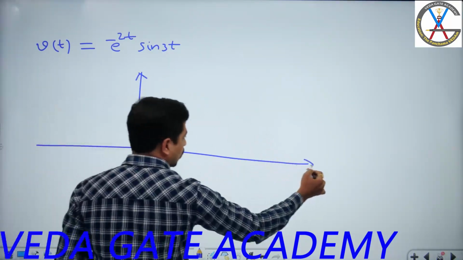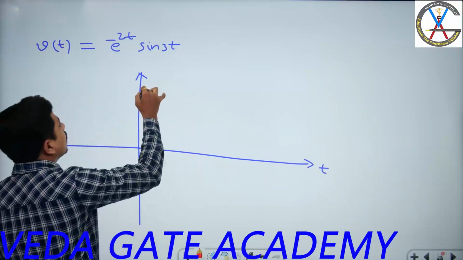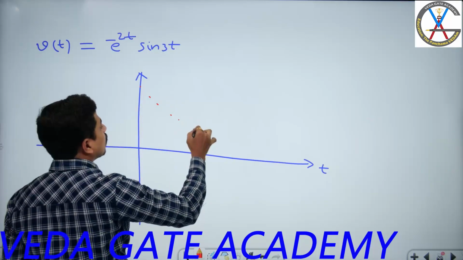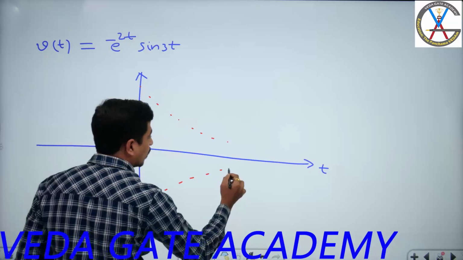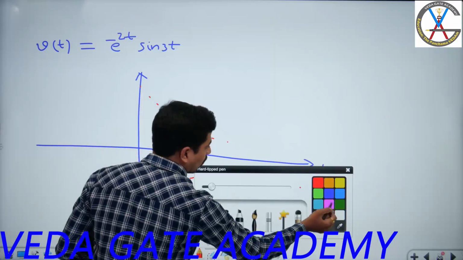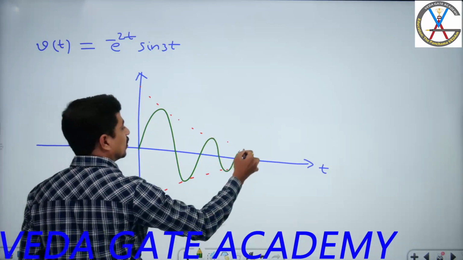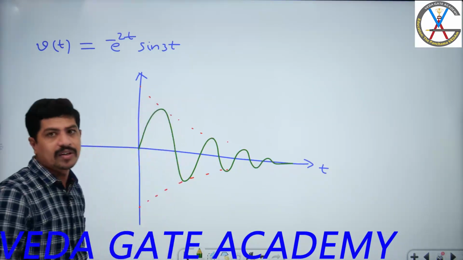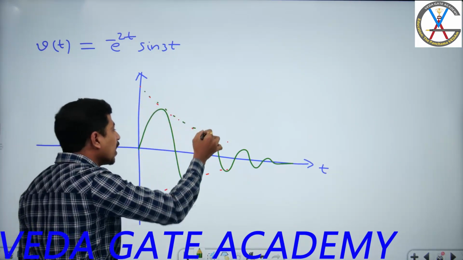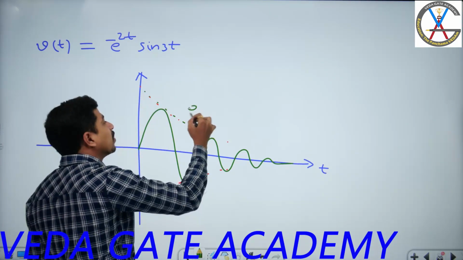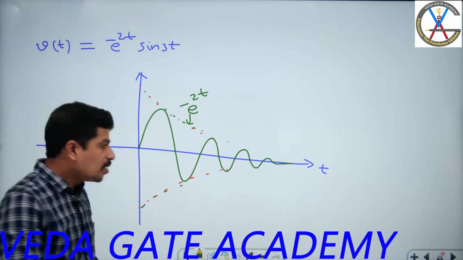I told you, exponentially decaying sinusoidal waveform. Yes, it is an exponentially decaying sinusoidal waveform. Come on, let me draw. Yes, exponentially decreasing sinusoidal waveform, this is. Okay. Who is responsible for this exponential decrement? This e power minus 2t is responsible for this exponential decrement.